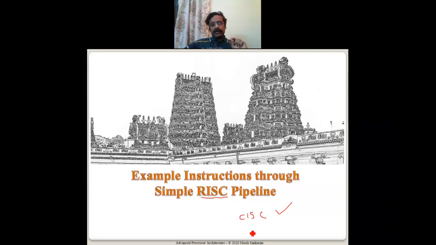Here I am going to explain the pipeline of a RISC processor, not a CISC. We are not talking about that now.